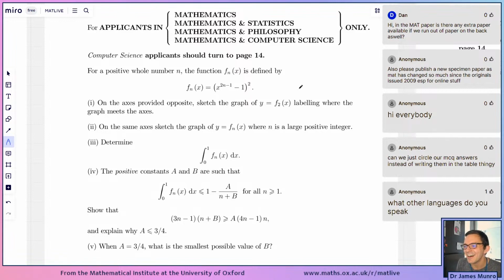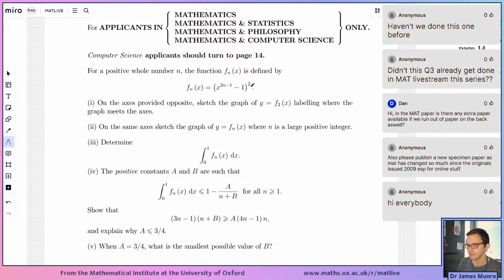Sorry, Tara. Okay, so we've got a function. It's to find f subscript n of x. So the number n is important in the function somehow. And here it is. It's x to the power of 2n minus 1, then take away 1, and then square it. And the question wants us to immediately start thinking about f2 of x, which is the same thing but with n replaced by 2. So I'm supposed to think about n replaced by 2, which is x cubed minus 1 and then squared. So I've got to think about what this is.